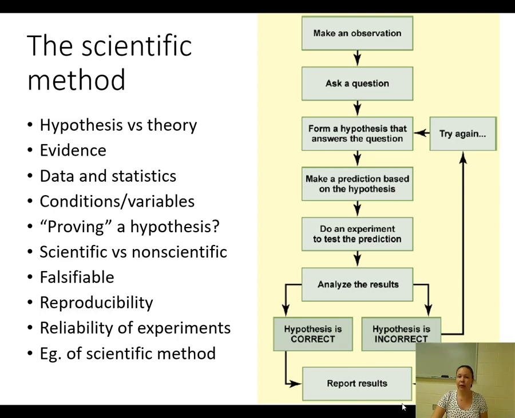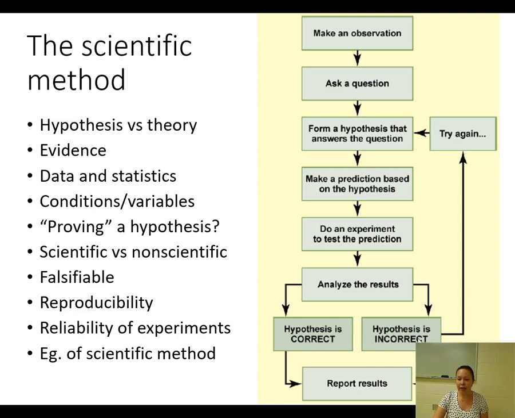And usually a report entails an abstract, which is a small summary of your experiment. And then it has several different components to it, like an introduction, which contains background research. It has your methods and materials that you used. It has your results, and it has your discussion or conclusion. Those are the 4 or 5 key elements to a scientific report.